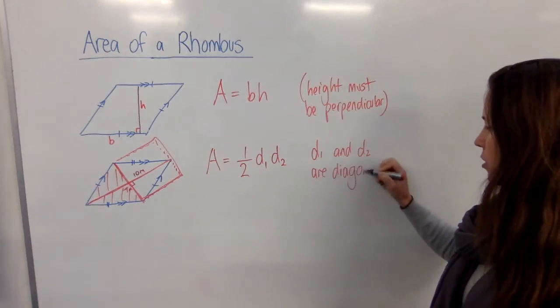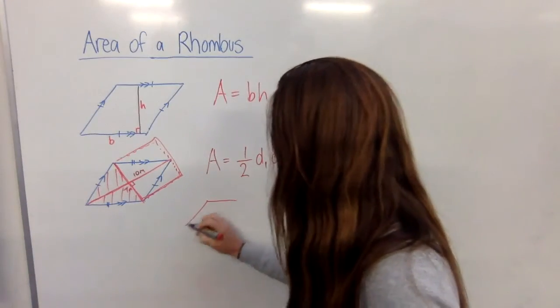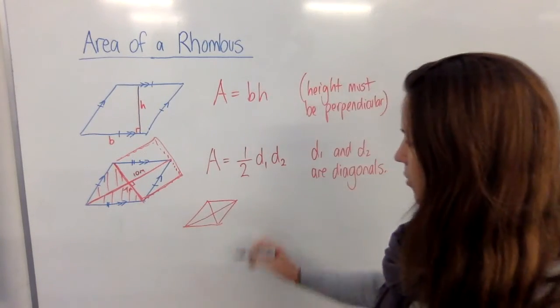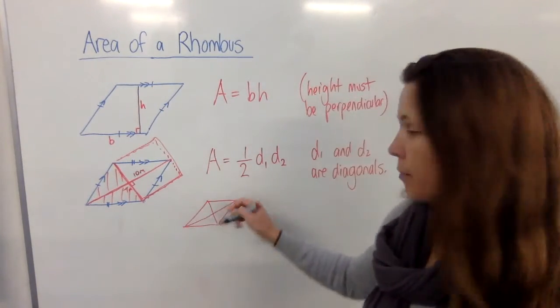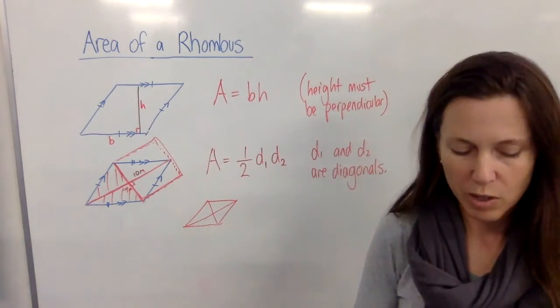Now, which formula do you use? Well, it depends what you've been given. If you've got a rhombus and you've been told the diagonals, then you use this formula, and if you've got the base and the height, then you can use this formula. Sometimes you'll have a choice.